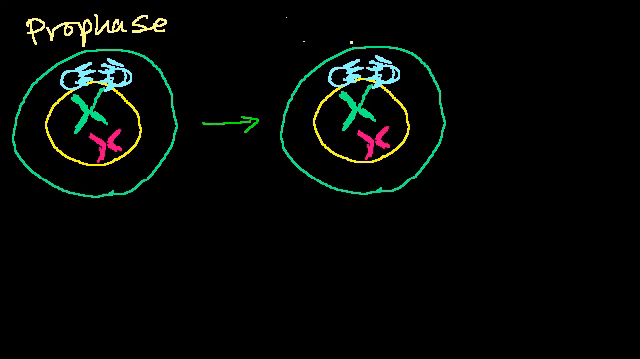The nuclear envelope actually starts to disassemble. So this starts to actually dissolve and disassemble. And then these things start to grow and attach themselves to the centromere. So this is all during prophase. And since all of this happens during the latter part of prophase, sometimes they'll call it late prophase. Sometimes it'll be called prometaphase.